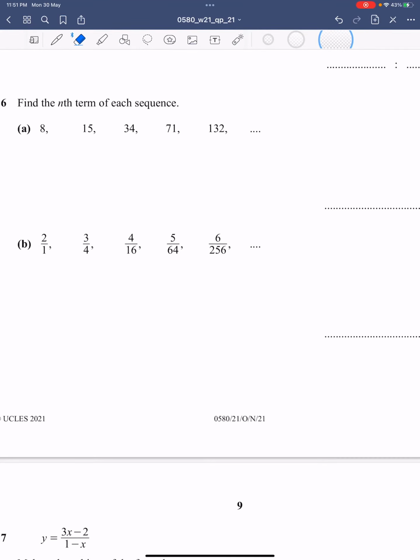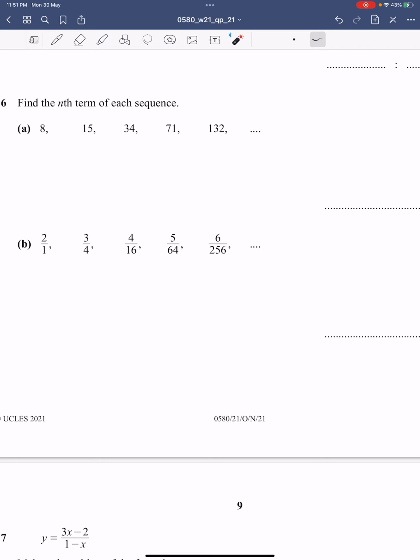Question number 6. Find the nth term of each sequence. So the first sequence is 8, 15, 34, 71 and 132. If there is a common difference between the terms, then we can use the formula for the common difference sequence, which is a plus n minus 1 into d. But clearly we can see that here the terms don't have a common difference.